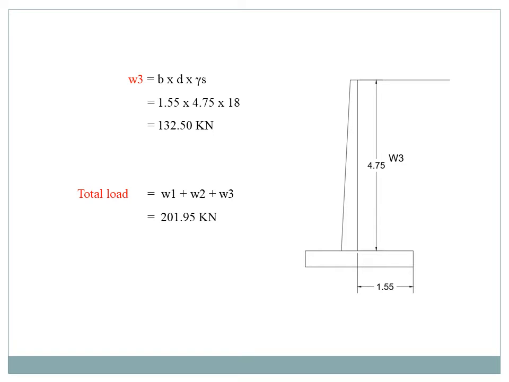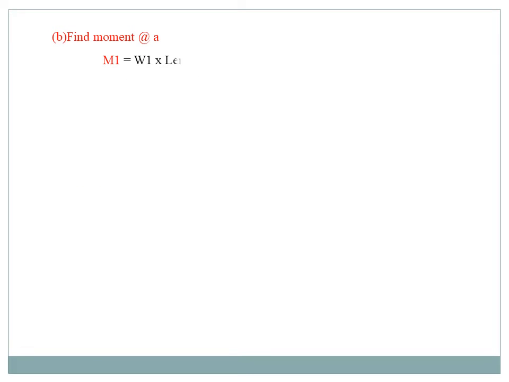201.95 kilonewton. Next, bending moments at A. We already found W1, W2, W3. Now we are going to find the moments M1, M2, M3. The moment value is simply, you know the simple formula, moment is equal to load into distance. We already found the load values. Now we are going to find the distance also.